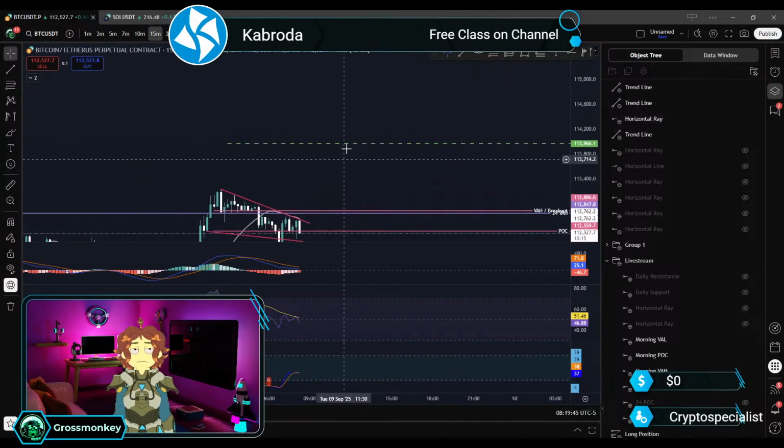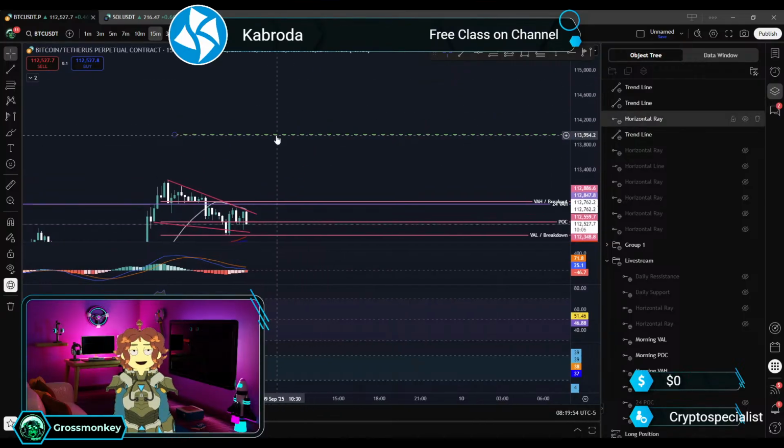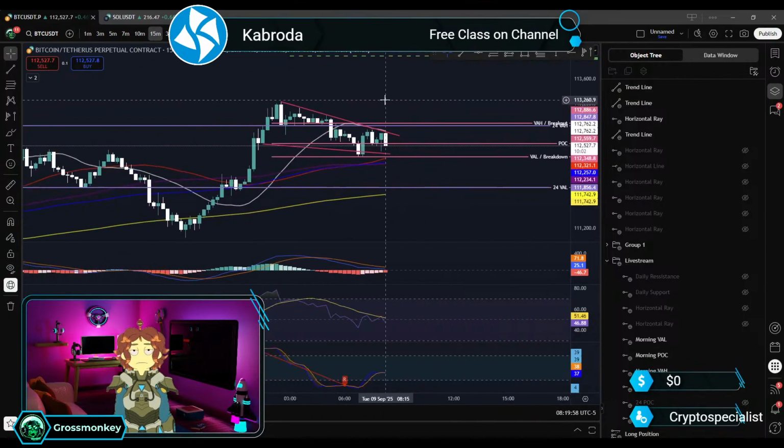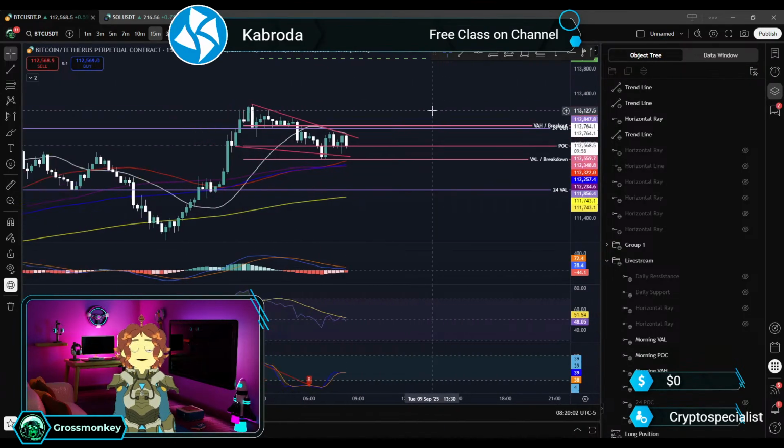And if you remember from the flag earlier, we were looking at that 114,500-ish area, so not much higher than this here. So you could get that push up and then the spike up if we do end up breaking out to the upside. But right now it hasn't picked a direction either way.